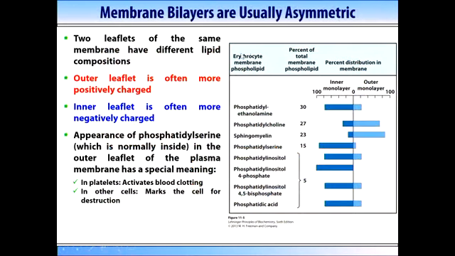Next, another type of difference: the bilayers are asymmetric. Asymmetric means that the lipids present in the outside leaflet are different from the lipids present in the inside. For example, by analyzing this little chart, we can see that phosphatidylcholine and sphingomyelin are mainly present in the outside portion of the membrane, while all the other glycerophospholipids that we talked about last time are mainly present in the inside portion of the membrane.